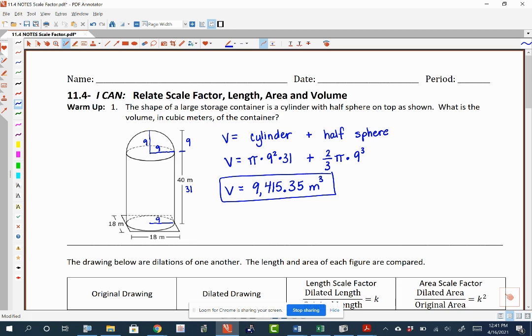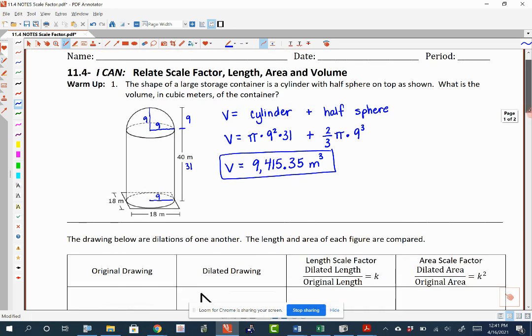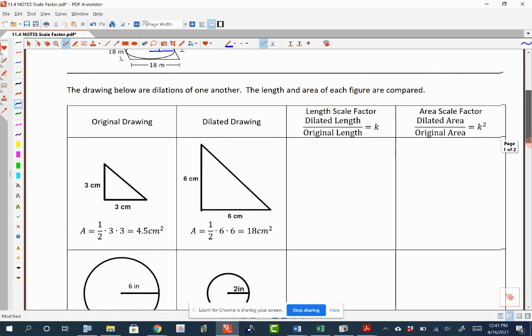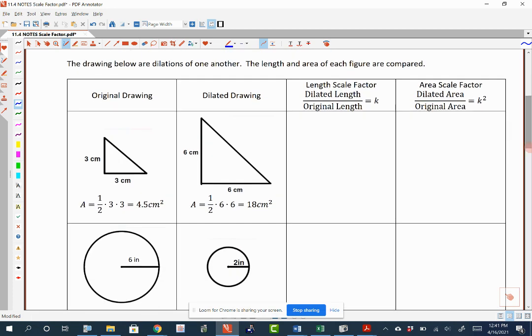All right, the last thing we're going to work on in this unit relates us to some scale factors. So let's go ahead and look at some shapes. It says below that the drawings are dilations of one another, and the length and the area is what we're going to be comparing. So we can see this is labeled. We have our original drawing, we have our dilated drawing. So definitely we know dilation either gets larger or smaller. So we've got a triangle that's gotten bigger, and we have a circle that's gotten smaller.